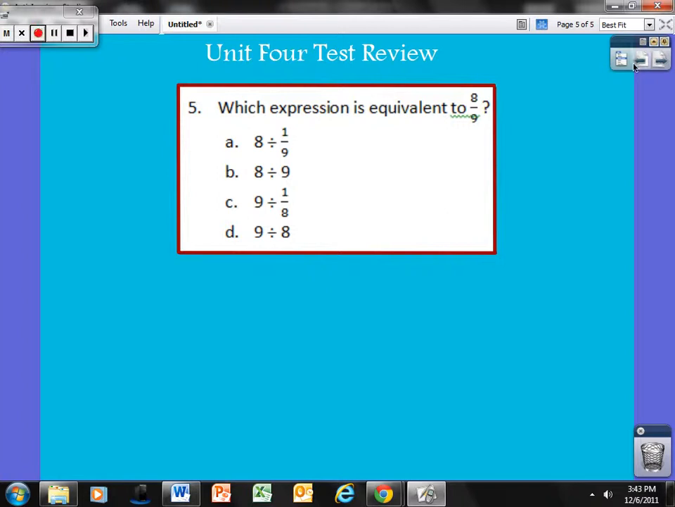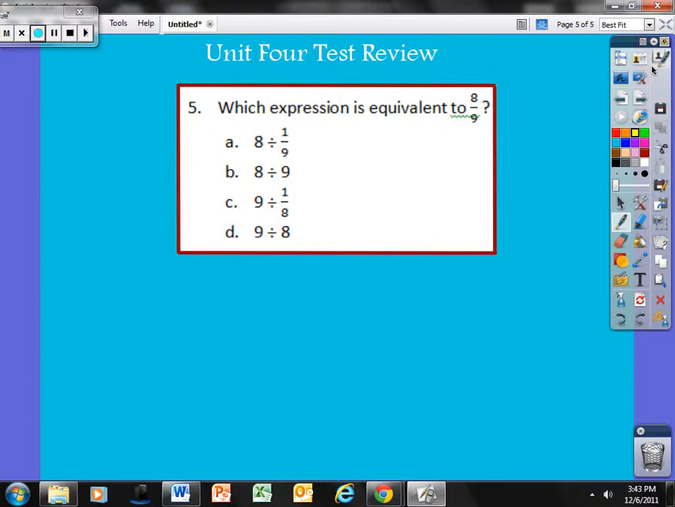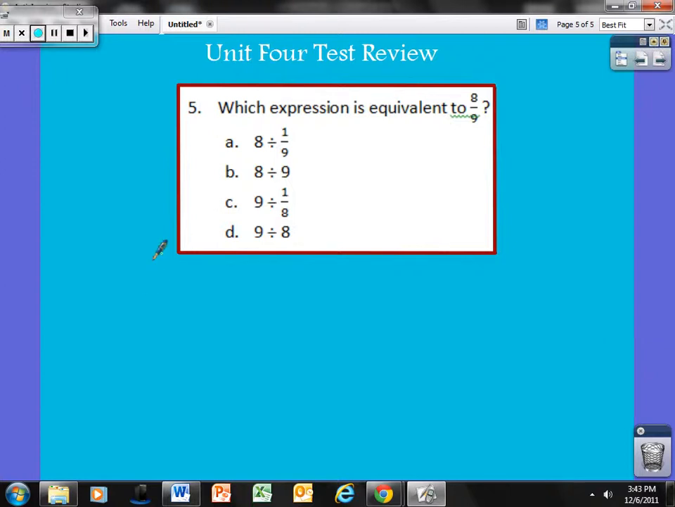All right, next one. Which expression is equivalent to 8/9? If I have 8/9, I also have 8 out of 9. Doesn't that, if I have 8/9, also tell me to divide? So I also have 8 divided by 9.